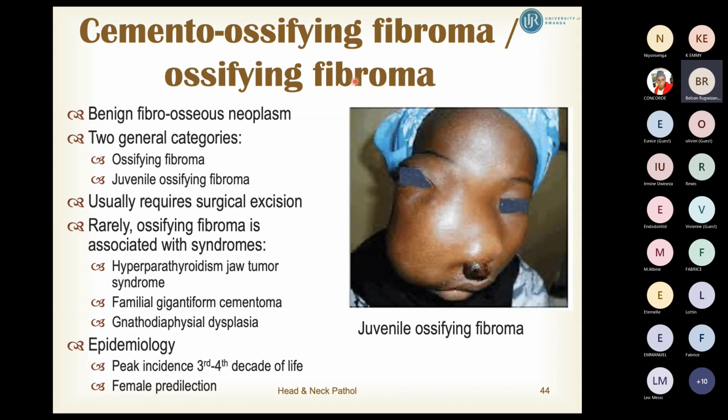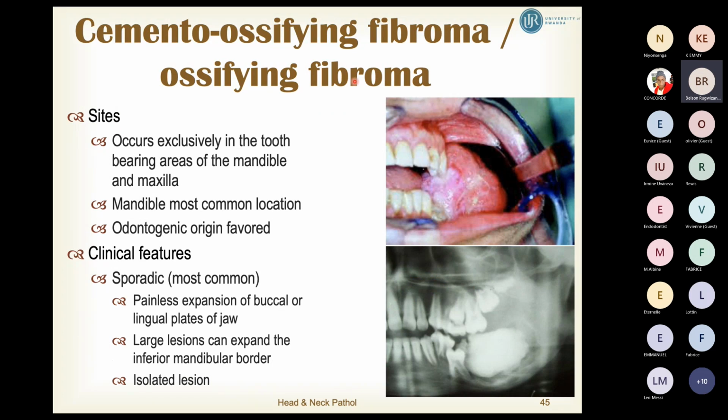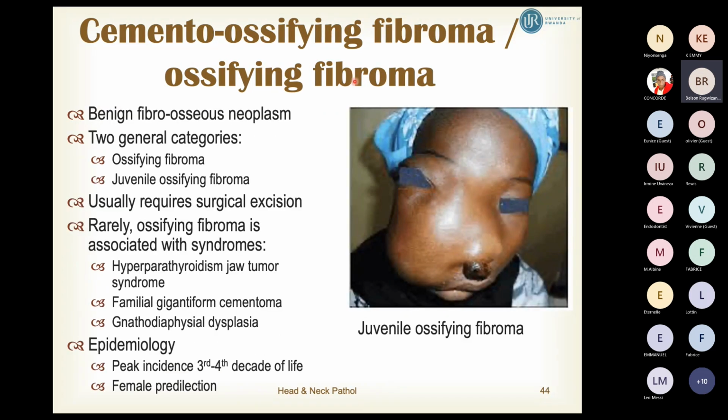So on histology the bone trabeculae have a regular surface, roundish. So they have roundish borders, while in fibrous dysplasia the bone trabeculae are irregular, like Chinese characters.